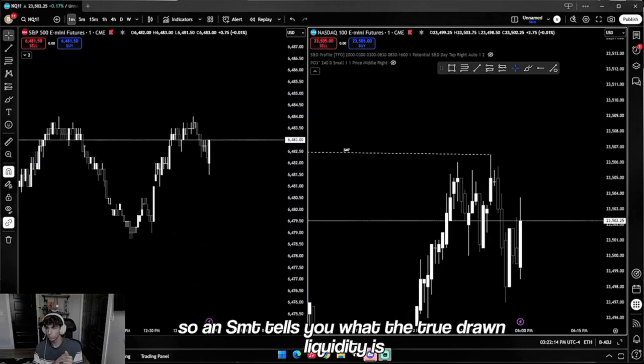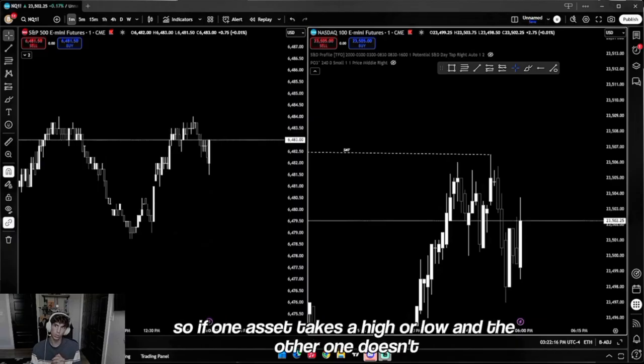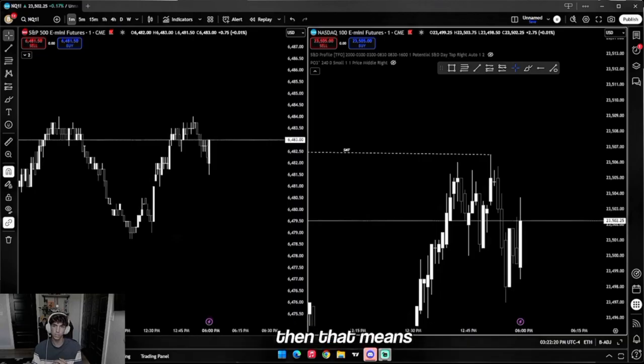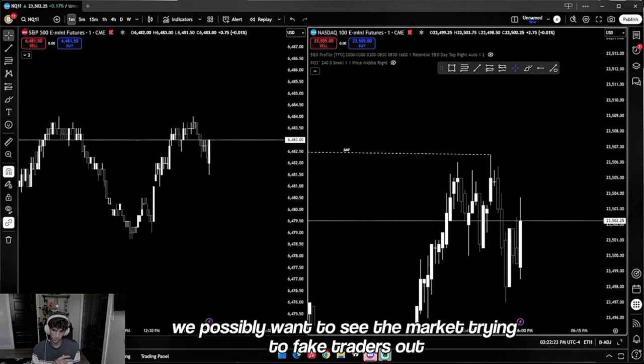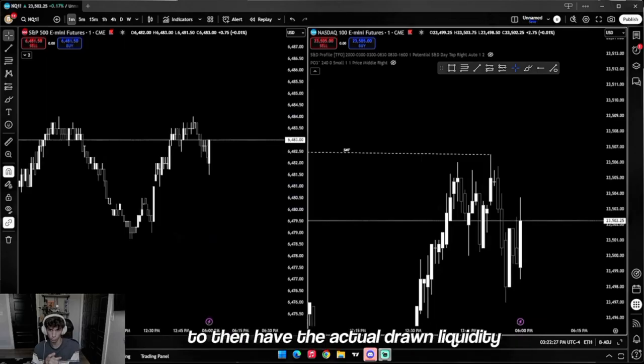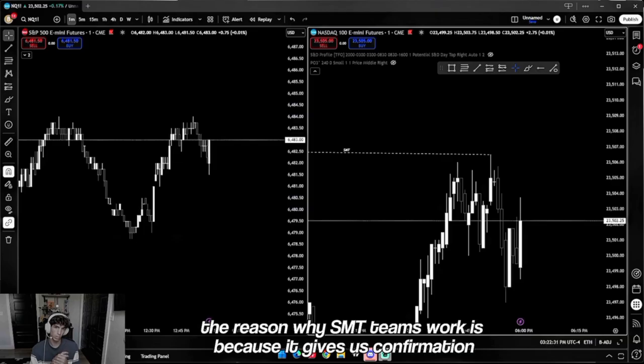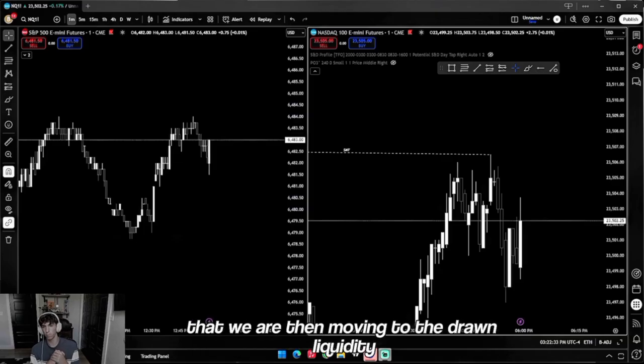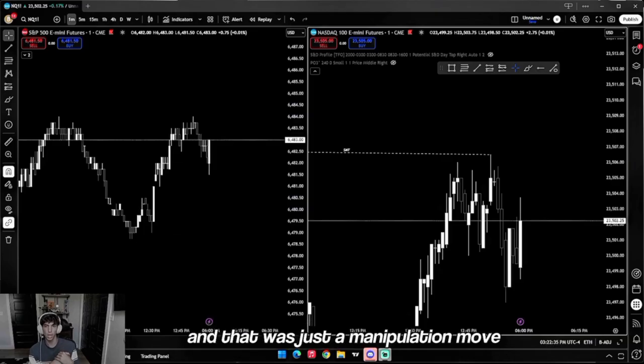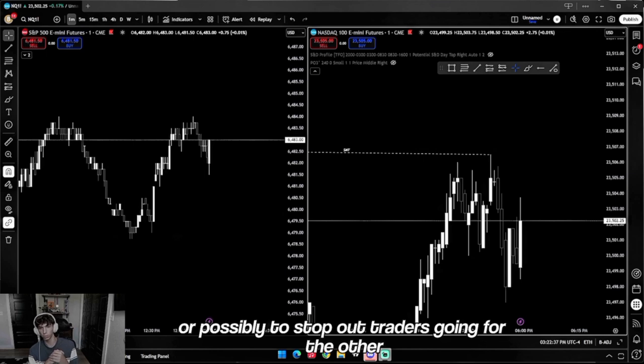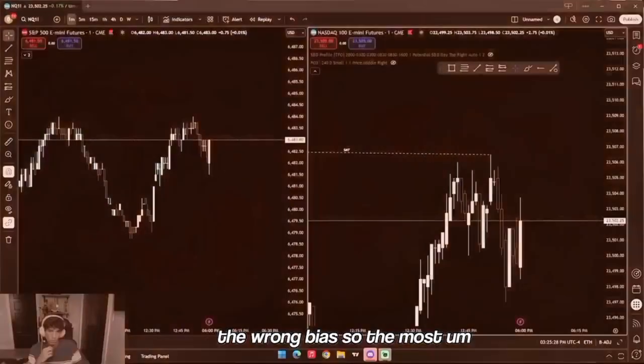So an SMT tells you what the true draw on liquidity is. If one asset takes a higher low and the other one doesn't, then that means we possibly want to see the market trying to fake traders out to then go to the actual draw on liquidity, which created the SMT. The reason why SMTs work is because it gives us confirmation that we are then moving to the draw on liquidity, and that was just a manipulation move, or possibly a move to stop out traders going for the wrong bias.